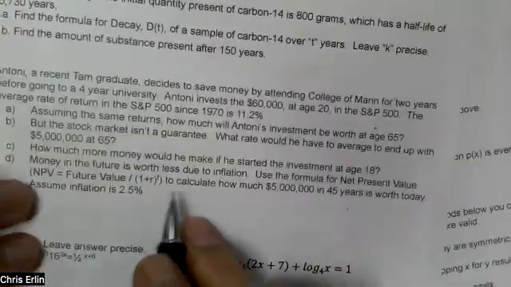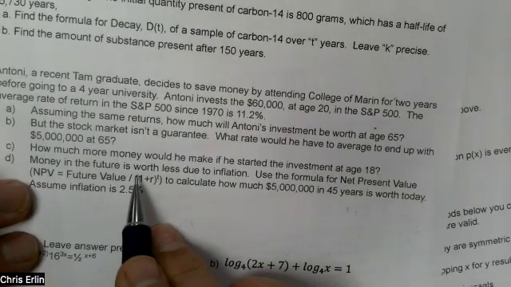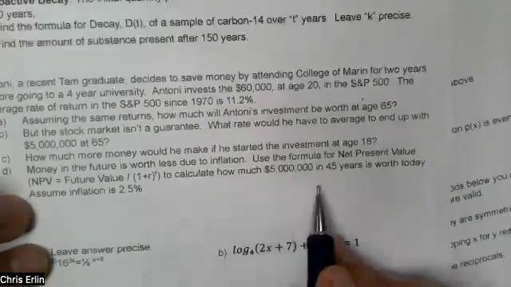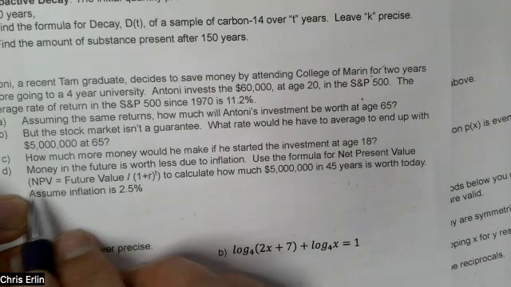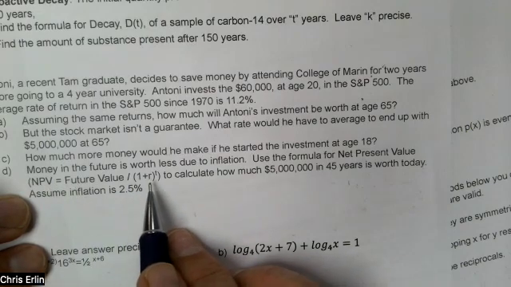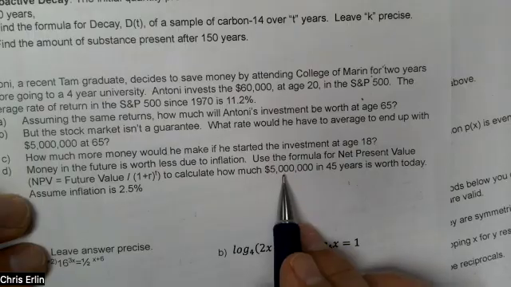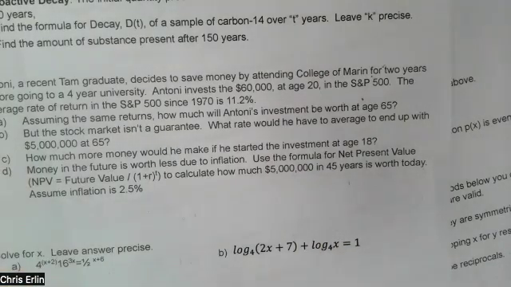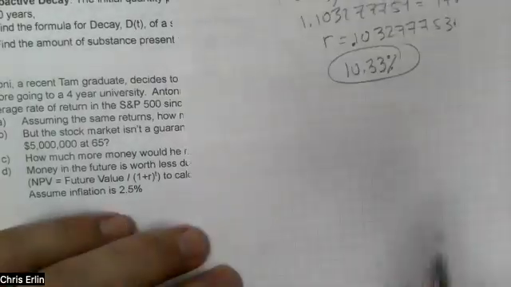All right. Money in the future is worth less due to inflation. Use the formula for net present value. NPV, net present value, is equal to future value divided by 1 plus R to the T to calculate how much $5 million in 45 years is worth today. Assume inflation of 2.5%. This is a cool equation.